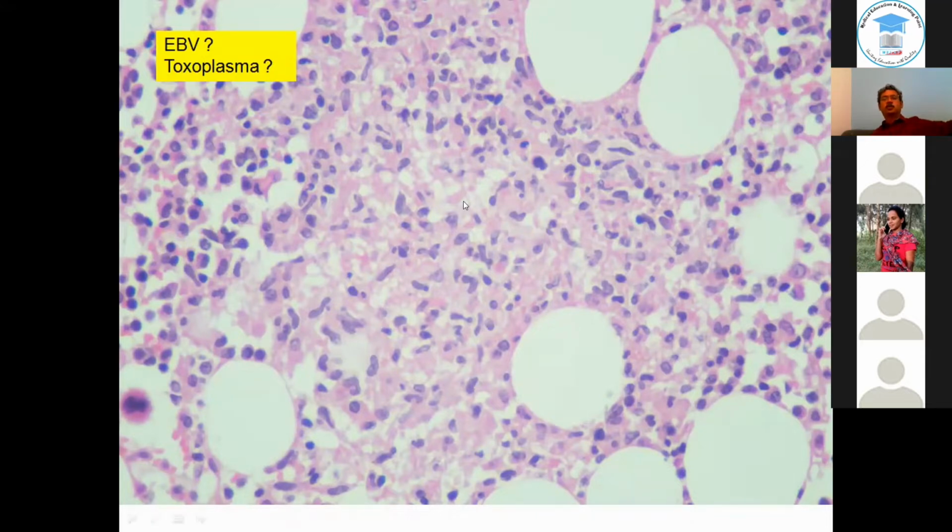So this was obviously a granuloma, but it didn't look like TB to me, and I told the physician it's not TB. And for some reason, I suggested EBV or toxoplasma, and it did turn out to be one of the two. I don't remember the story behind this now, unfortunately.